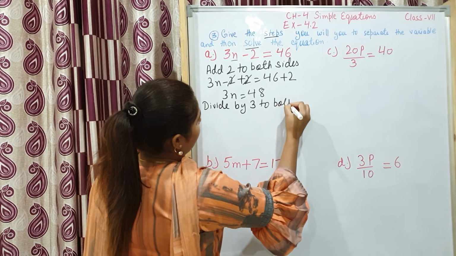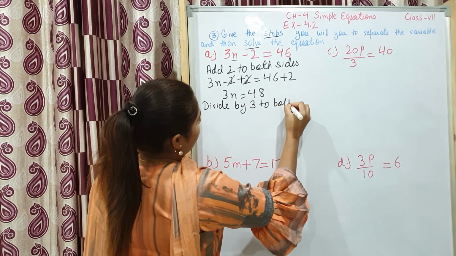Now student, D part. In a similar way we will do this. Here it is division, so we do multiply. 10 is division, we will do multiply. Multiply by 10 to both sides. 3p upon 10 multiply by 10, 6 multiply by 10. 10 cancel out. 3p, 6 into 10 is 60.